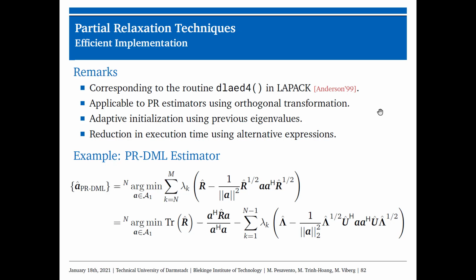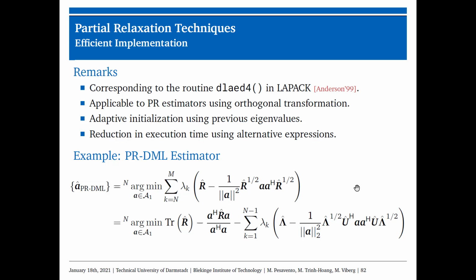The first remark is that we can reuse the previous eigenvalues for faster computation, because it will converge faster. The second remark is that we can reformulate the null spectrum such that the number of eigenvalues that we have to compute is as small as possible. For example, in the case of the PRDML estimator, if we know that the number of sources n is almost as large as m, then we should use the first formulation here. On the other hand, if we know that the number of sources n is small, let's say 1 or 2, then the second expression here is more attractive in terms of computational complexity.